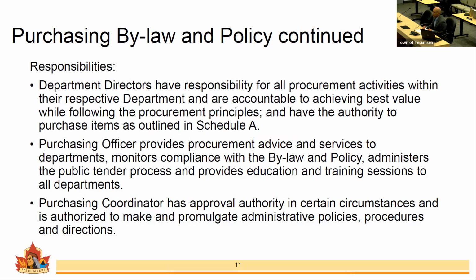Part 3 of the bylaw identifies and defines roles and responsibilities, including department directors who have the responsibility for all procurement activities within their respective departments and are accountable to achieving best value while following the procurement principles. And they have the authority to purchase items as outlined in Schedule A. The purchasing officer provides procurement advice and services to departments, monitors compliance with the bylaw and policy, administers the public tender process, and provides education and training sessions. And the purchasing coordinator has approval authority in certain circumstances and is authorized to make and promulgate administrative policies, procedures, and directions.